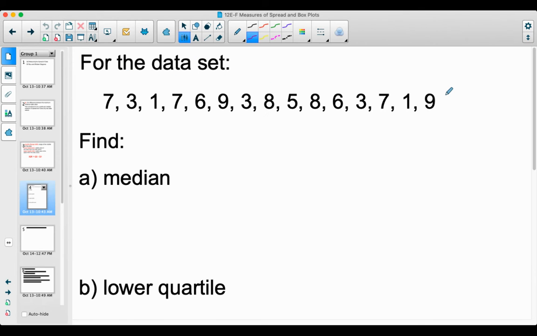So let's just walk through a problem by hand. And I will, in class, the next time I see you, show you how to get these values on your graphing calculator. So, first off, by hand, we have to order them from least to greatest in order for us to find the median. So, we have a 1, we have three 3s, and then we have a 5, a 6, a 7, a 7, a 7, an 8, an 8, and a 9.